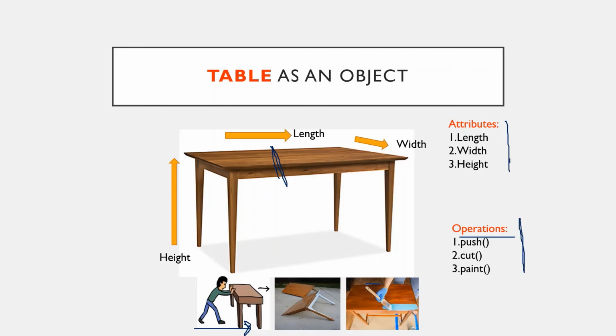Attributes means the characteristics of a table, which can be measured by a number, like length, width, height. I can also add color, right? Color is also an attribute of this table. Now these are attributes. Then operations. What are the operations? Pushing, cutting, painting. See, I have included parentheses, which means these are functions in C language, right? Here in Java, we call these things methods: push, cut, and paint. So attributes and operations.